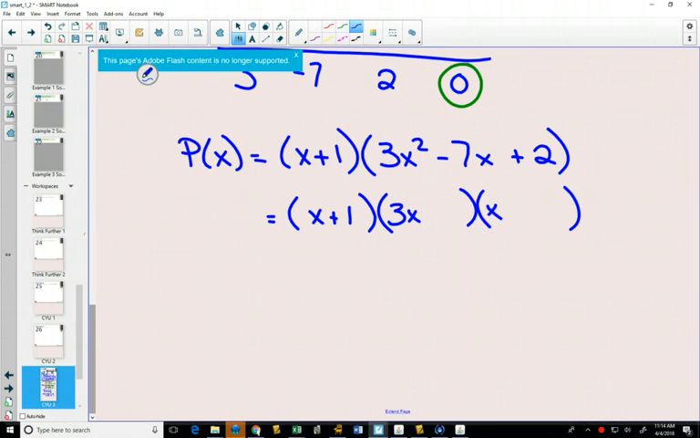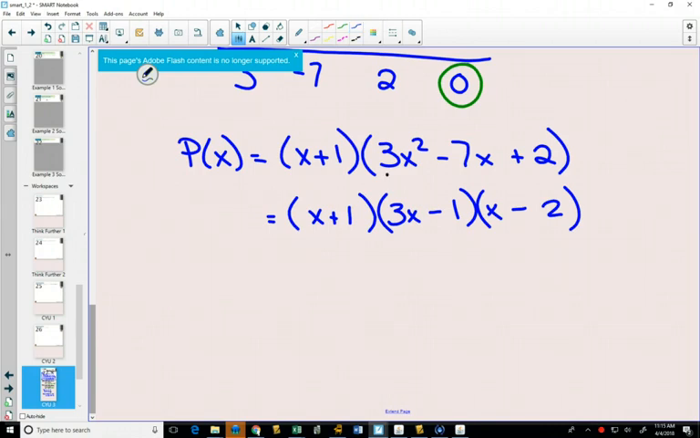What do you guys think? 1 and 2, 2 and 1, or neither? Neither? 1 and 2? Try 1 and 2. If you use 1 and 2, can you see that your outside makes 6? Your inside makes 1. In order to make a minus 7, you would need them both to be negative. And if they're both negative, your last term still becomes positive 2. So it works out. And now we've factored it completely.